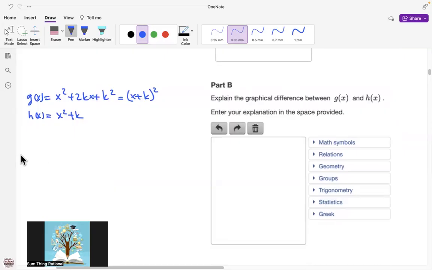Hello, let's continue solving part B. So, the h of x and g of x functions given to us depend on the f of x function. If you remember from the previous video, f of x was x square, g of x was x plus k square, and h of x was x square plus k, where k is a non-zero real number.